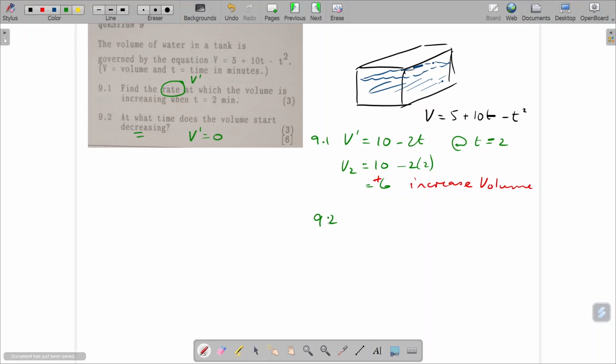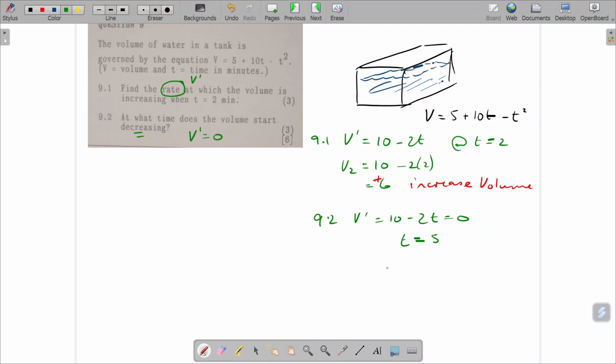Again, it's a slightly unusual example. And what we have here is that v dash equals 10 minus 2t, and it equals 0. As a result, we're going to take this across, and what we have here is t equals 5. Which makes sense because if it is increasing at 2 minutes, then it is increasing before 5 minutes, and so after 5 minutes it will start decreasing.